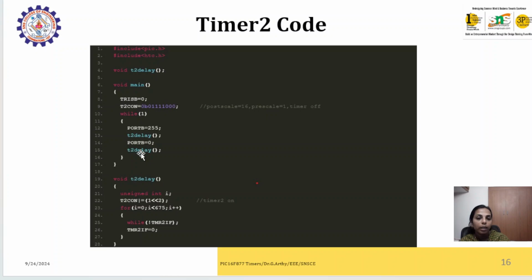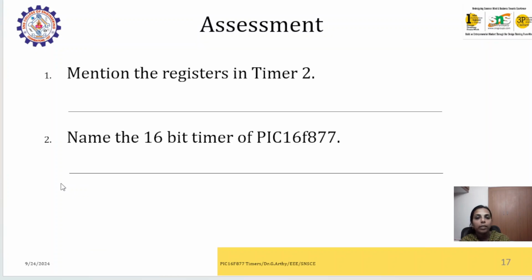See here, it's again blinking an LED with the T2 registers. Here we use 1 second blinking. For that we have calculated the equivalent count for 1 second, right? And that is 675, and that is used to count. Once this count exceeds, it will get reset.